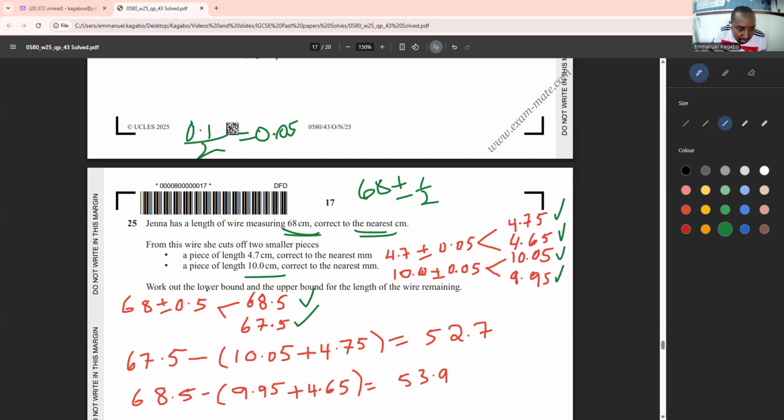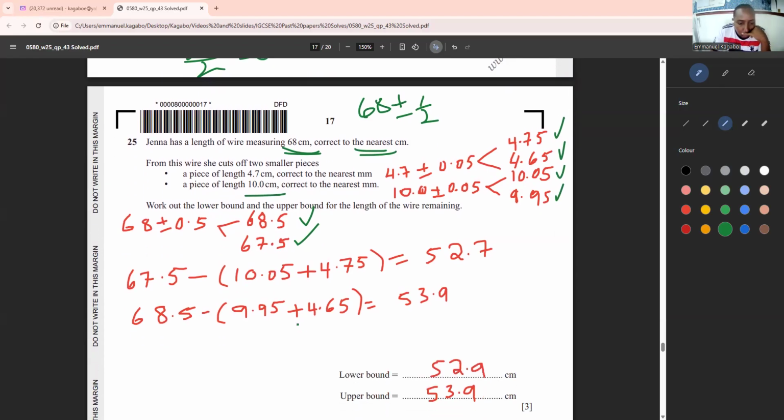Work out the lower bound and the upper bound of the length of the wire remaining. So they are cutting, they are subtracting. Now, whenever you're dealing with subtraction or division and you have upper bounds and lower bounds, the trick in the question is this one. If you're looking for lower bound, you have to get, you're subtracting or dividing. This time we're subtracting. So I have to get lower bound minus the upper bound of this, because that's when I'm going to get the smallest number.